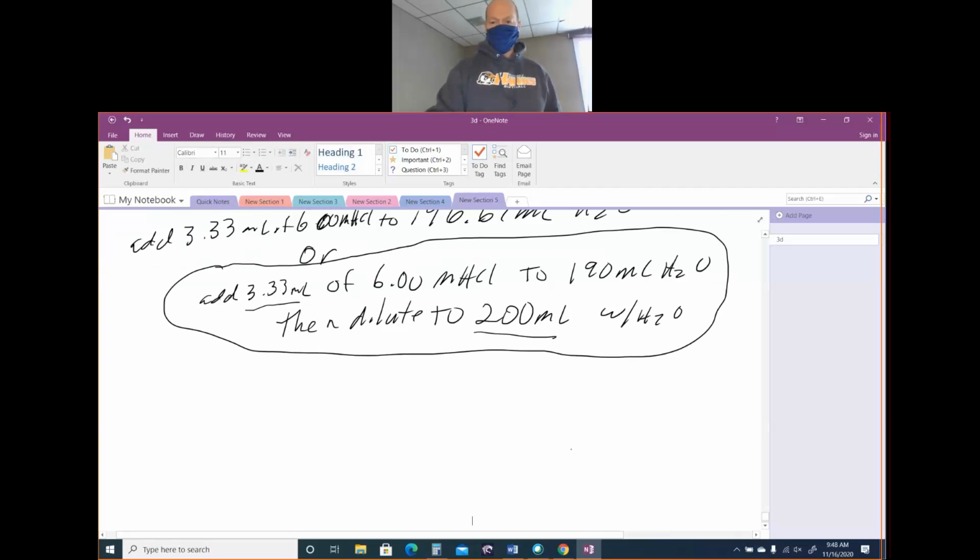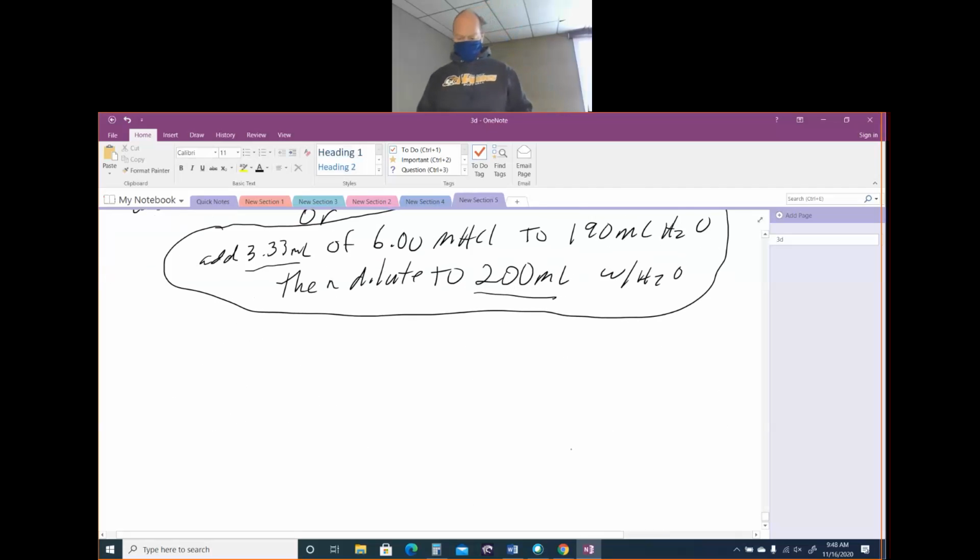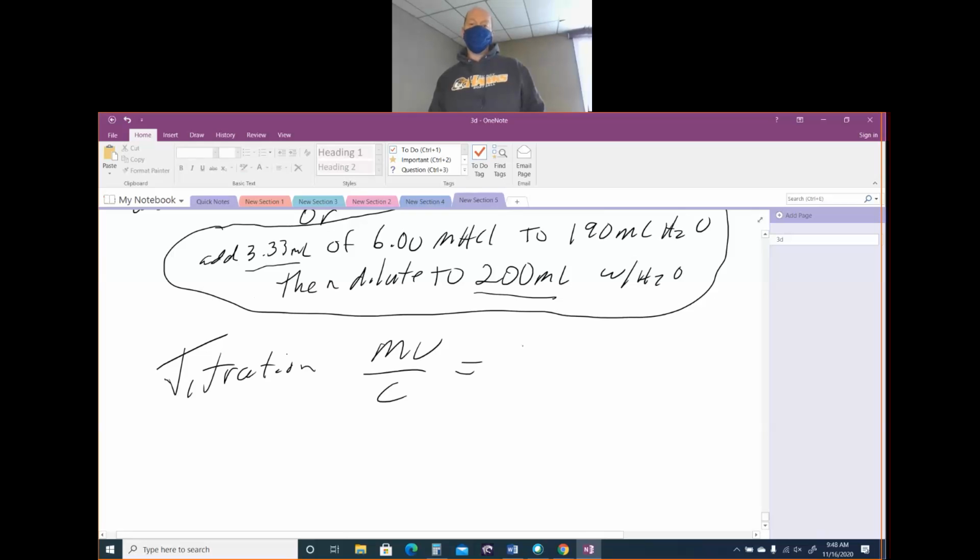All right, titration. So MV over C is equal to MV over C. Let's say it's an acid and a base, so it's just two reactants. It doesn't have to be an acid and a base. It could be an oxidizing agent and a reducing agent. Whatever, it's the two reactants in a chemical reaction.